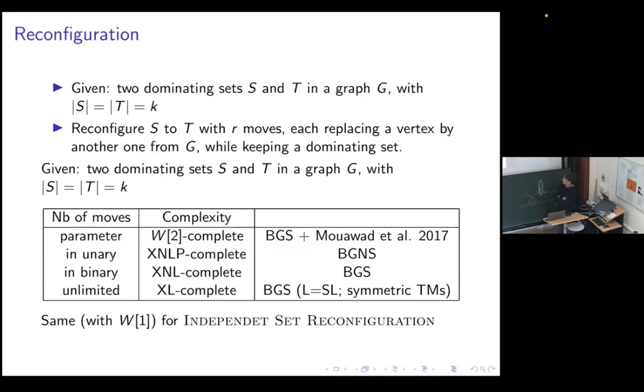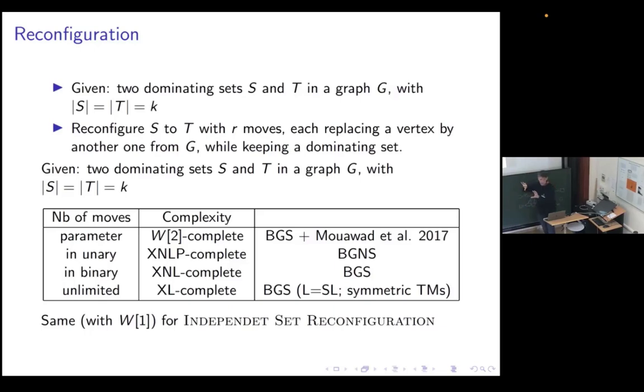Together with Carla and Céline, we looked at reconfiguration problems. And it's interesting that things are slightly different there. So what we have is a graph. We have 2 sets of k vertices, where the size of the set is my parameter. And I want to reconfigure the first set to the second.